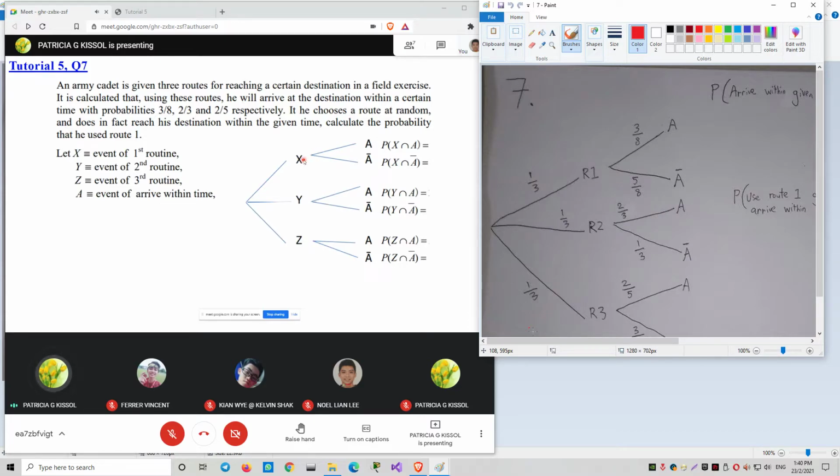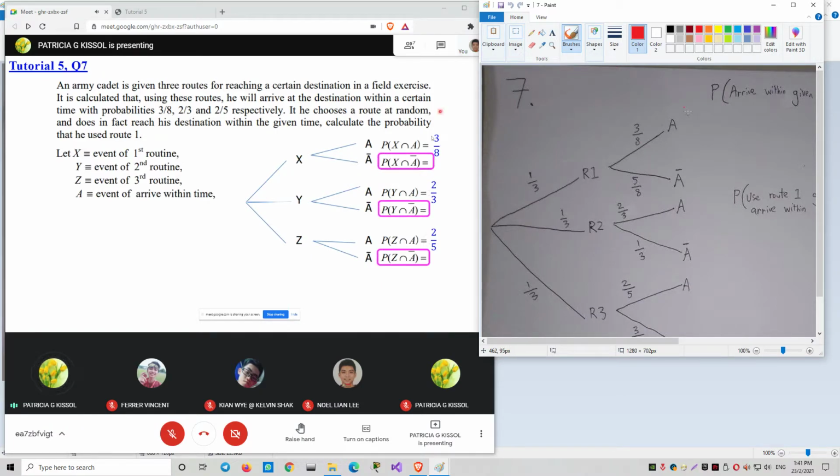That means this is route number 1, route number 2, and route number 3. And that means he arrived at the destination would be the A. Not A means he didn't arrive at the destination. So from the question, you are given for the first route 3/8, second route is 2/3, and the third route is 2/5. Whereas this value here, it's not given, but we can actually calculate it.